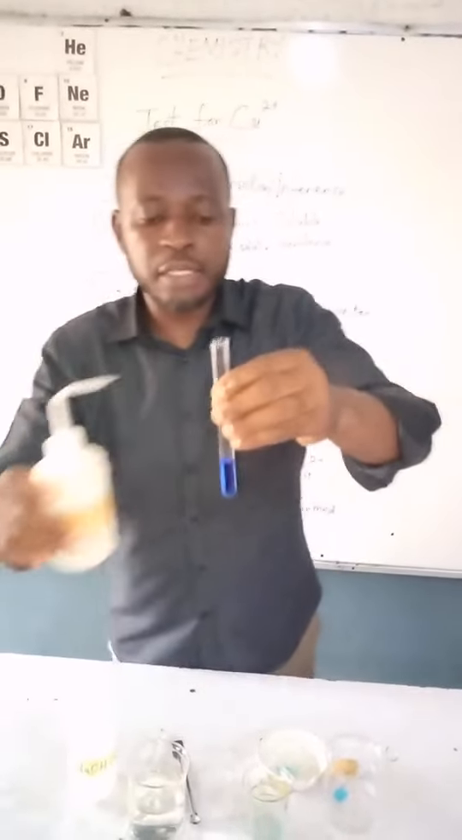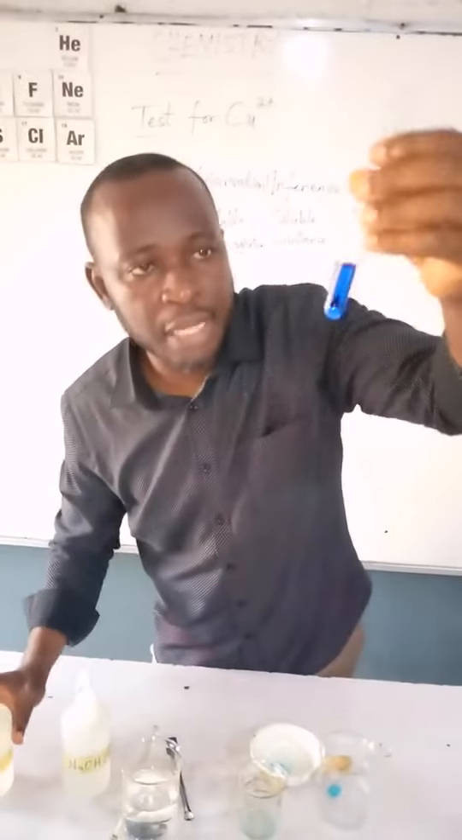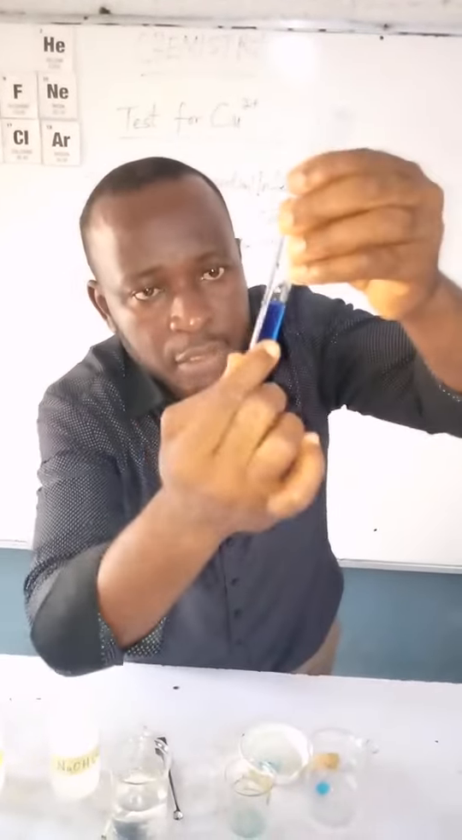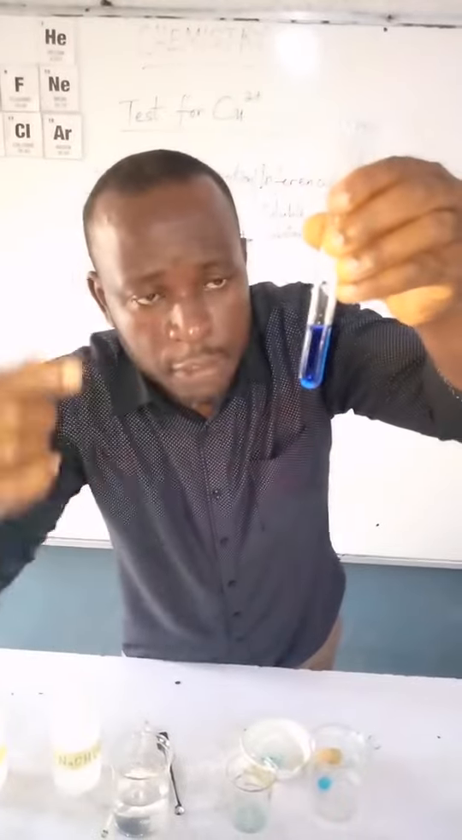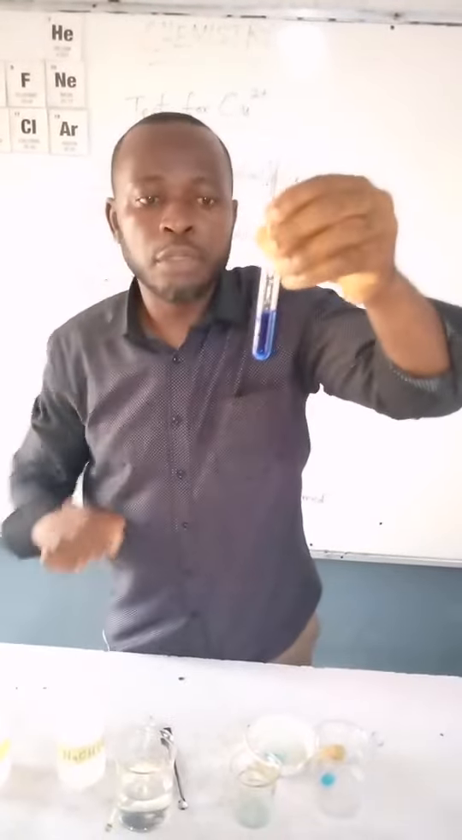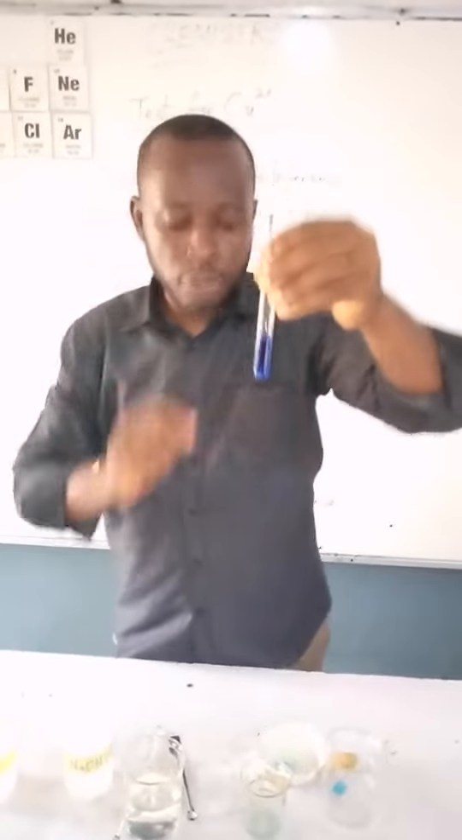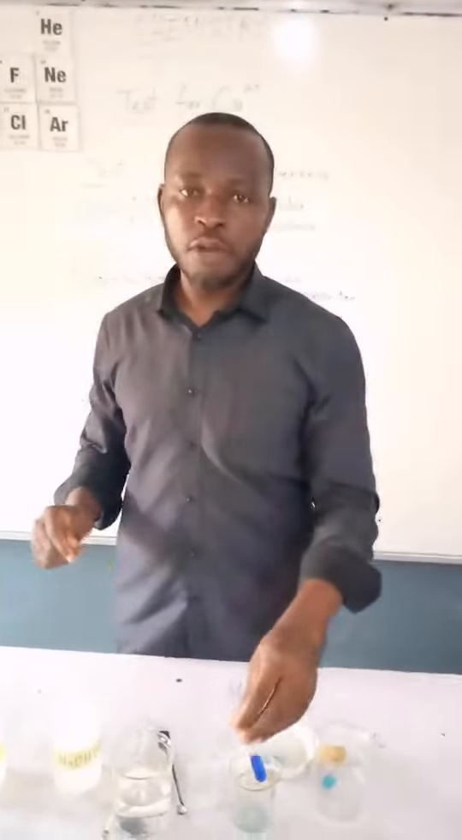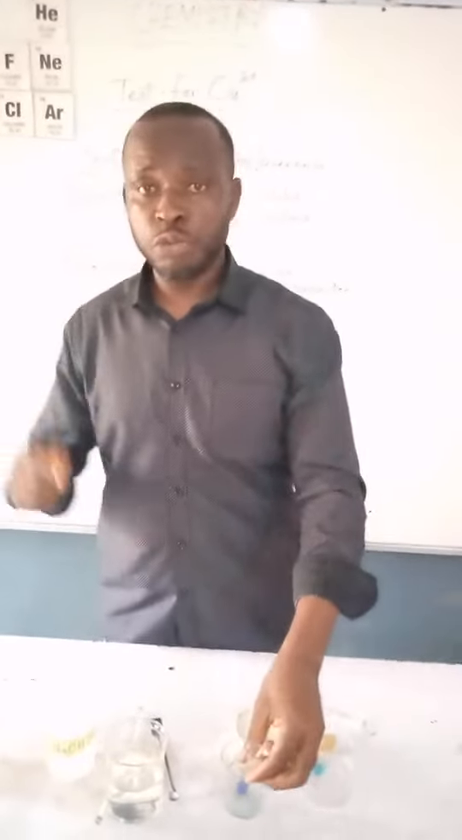If you add in excess the aqueous ammonia, you notice that the precipitate disappears. That means that the precipitate dissolves, giving us a deep blue solution, and that confirms the presence of copper 2 ions.